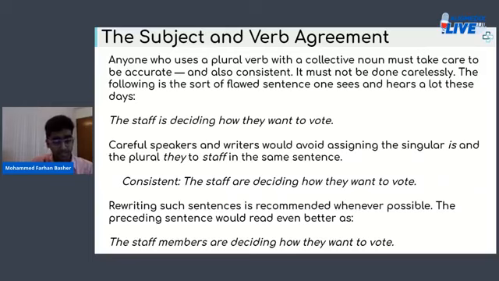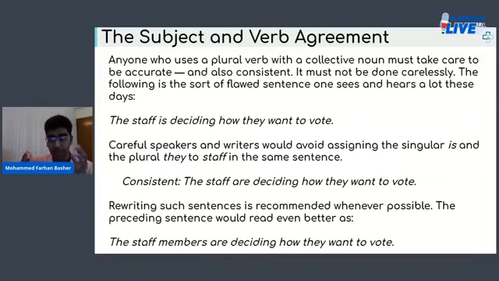So we say, the staff are deciding how they want to vote, not the staff is deciding how they want to vote. We say, the staff are deciding how they want to vote. Okay. Rewriting such sentences is recommended whenever possible. The preceding sentence would read even better as the staff members are deciding how they want to vote.